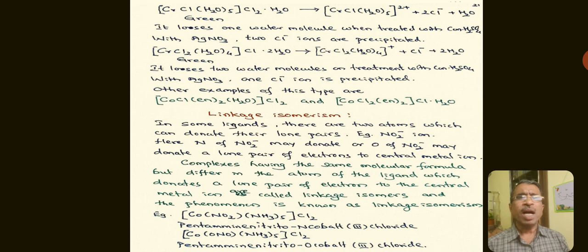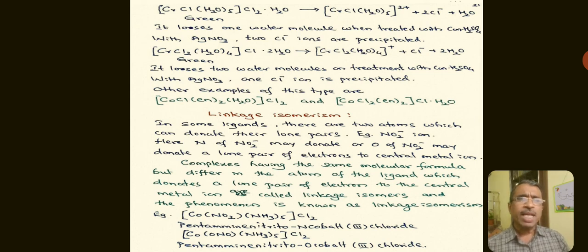Let us take the other examples of this type: the Aqua Chloro Bisethylene diamine cobalt 3 chloride, and another one, Dichloro Bisethylene diamine cobalt 3 chloride monohydrate. The earlier complex will not give any water molecule, whereas the next complex gives one water molecule with concentrated sulfuric acid.